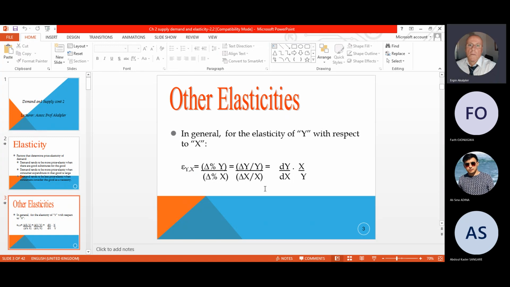In general, for the other elasticities, where the price of something changes and affects the demand of the others, it is going to represent delta y to delta x: delta y over y divided by delta x over x, and then upside down, delta y over delta x multiplied by x over y.